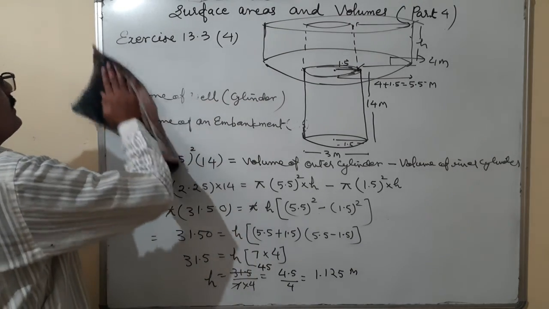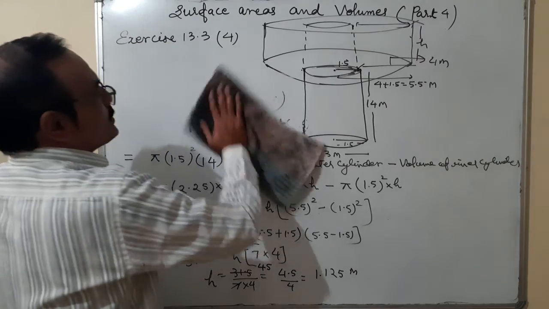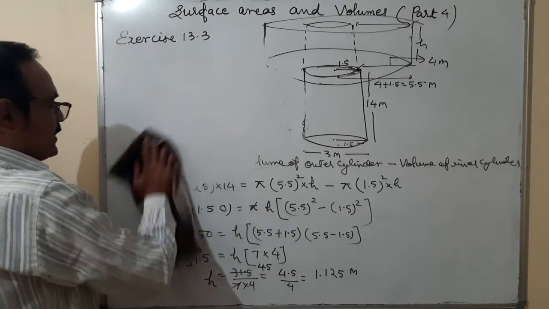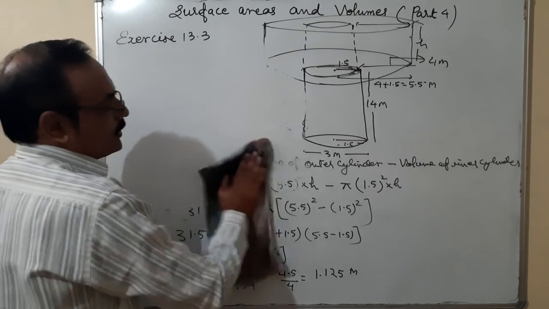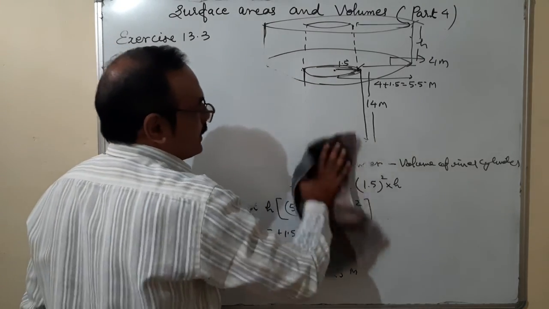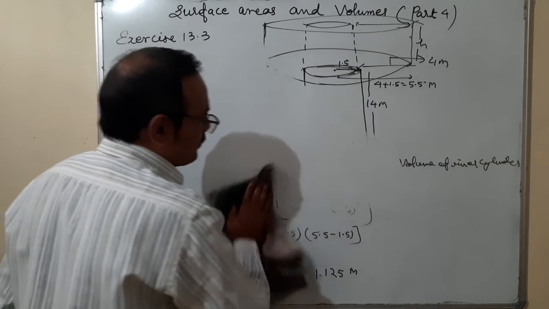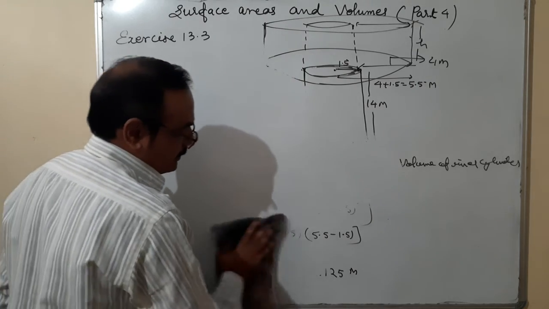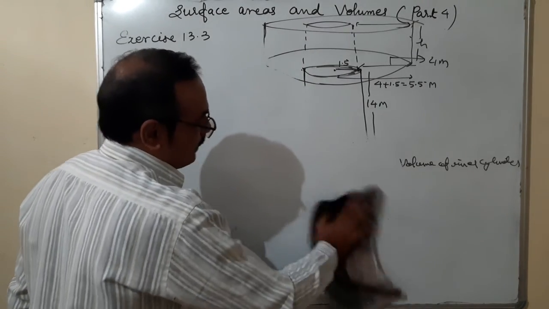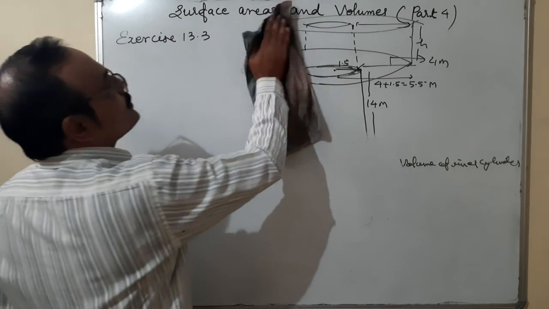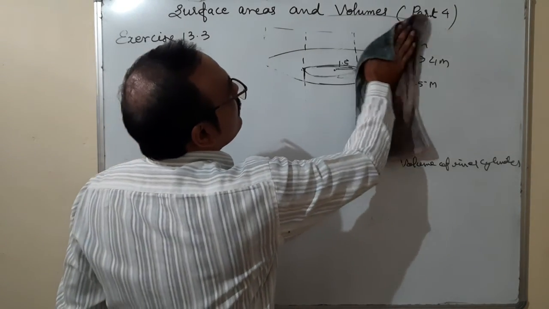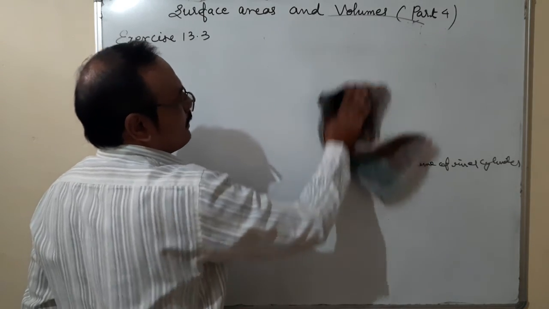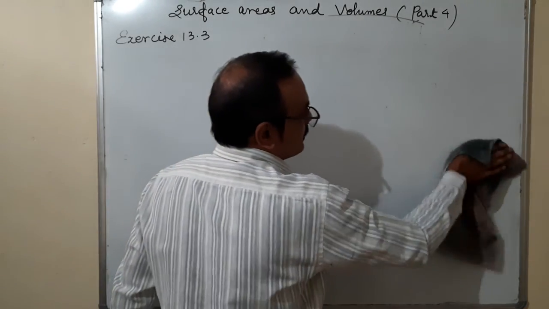Question number 3 I have left for you. The third question is also on the same pattern. You try to solve it. In the third question, it is the same concept of volume of well, and whatever earth is taken out from it is used to make a cuboidal platform. So volume of cylinder, that means volume of well, is equal to volume of cuboid. That would be the solution of question number 3.